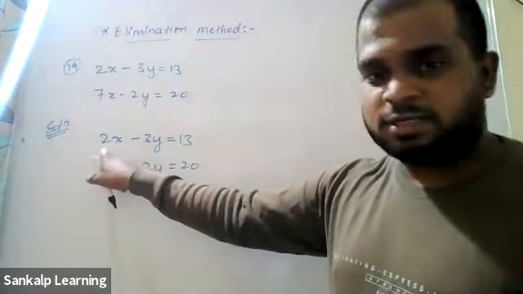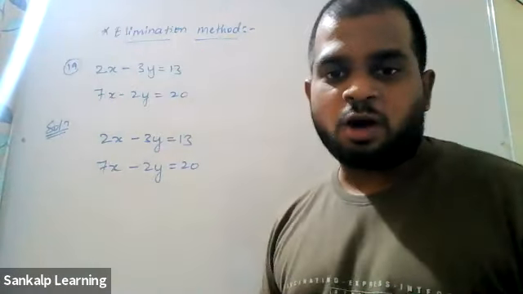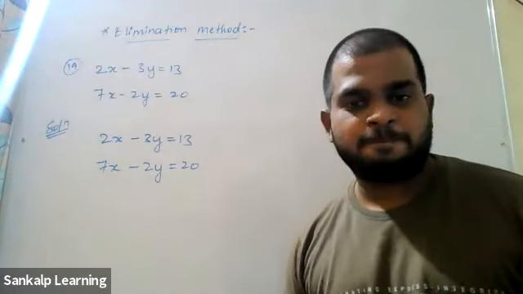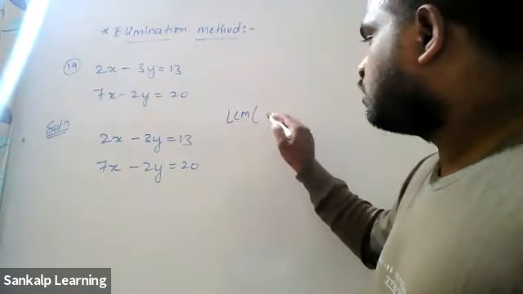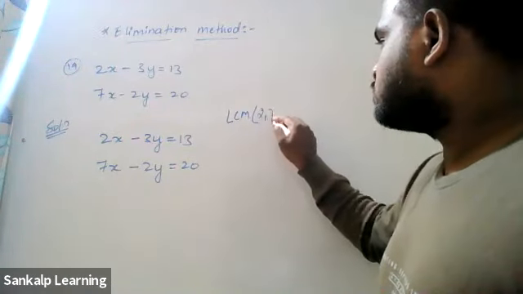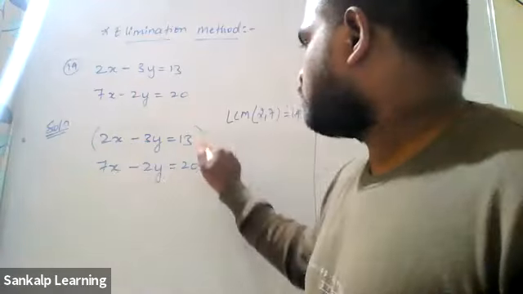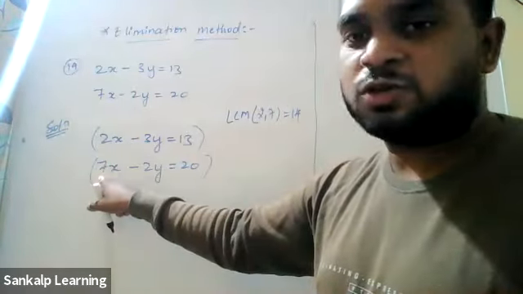Here the x coefficient is 2. Here the x coefficient is 7. They are not same. How do you make them same? By taking LCM. Let's take the LCM of 2 and 7. So the LCM of 2 and 7 is what? 14, isn't it? So this 2 should become 14. This 7 should also become 14.